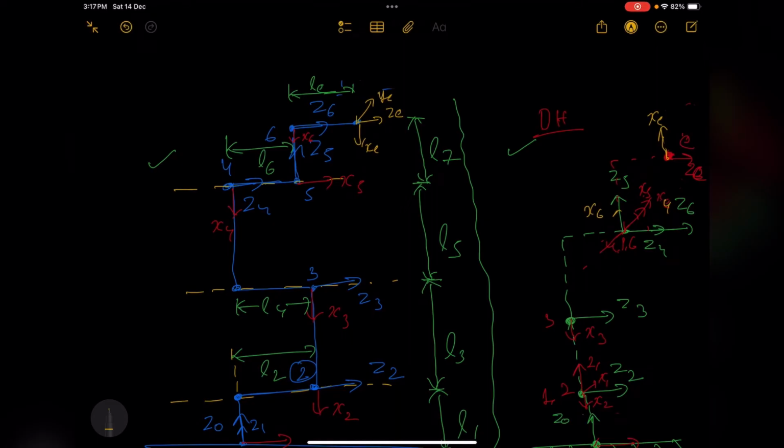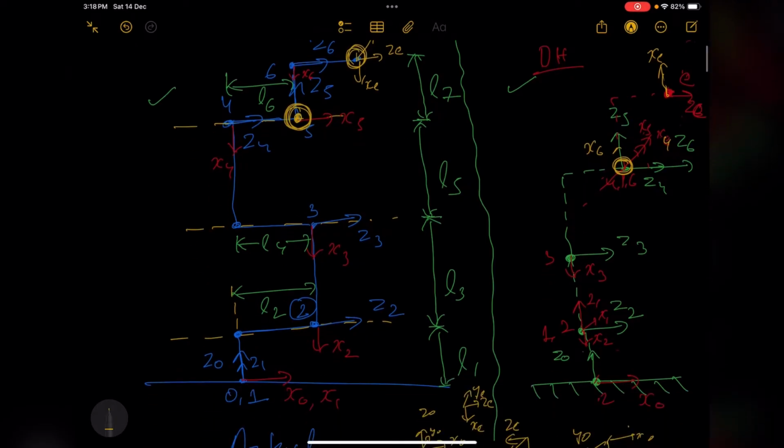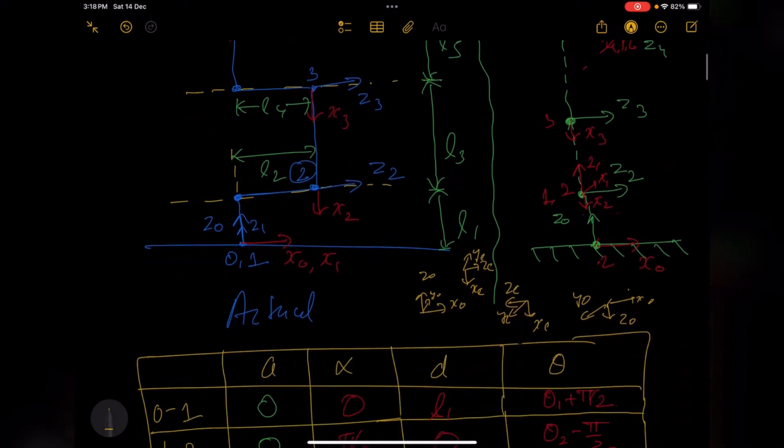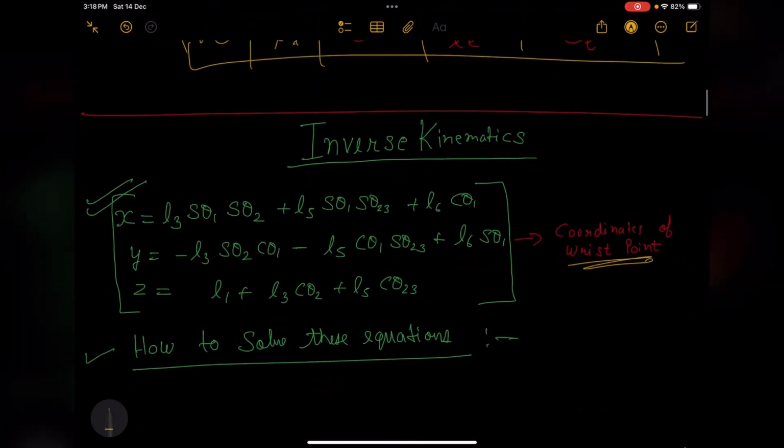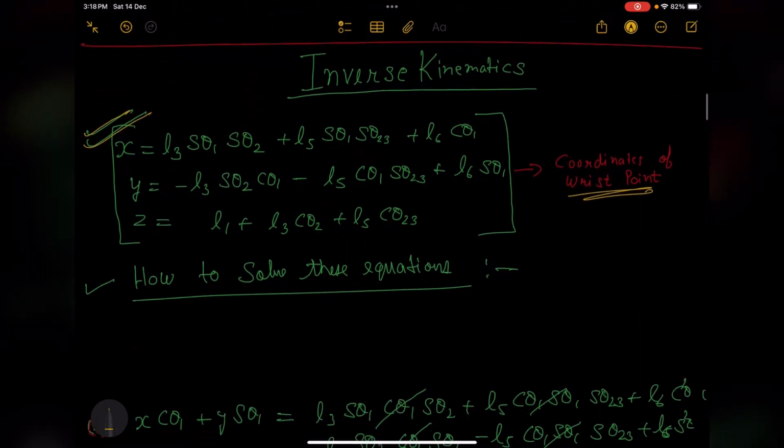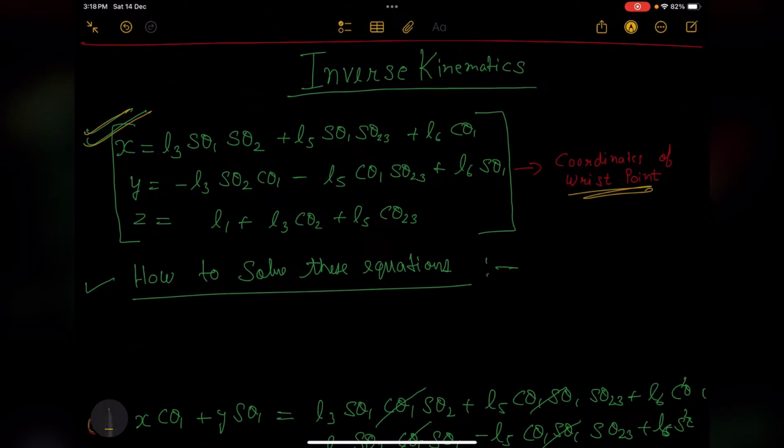This is basically my wrist point, this one. This is my end effector point. So the coordinates of this point with respect to this base are x, y, z. How to get these coordinates I will tell you later, but first just assume that we have coordinates x, y and z. Now how to solve these equations? We know x, y, z. What are the unknowns here? There are three unknowns: theta 1, theta 2 and theta 3.